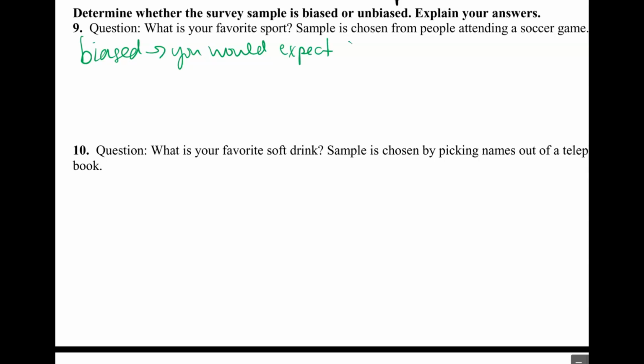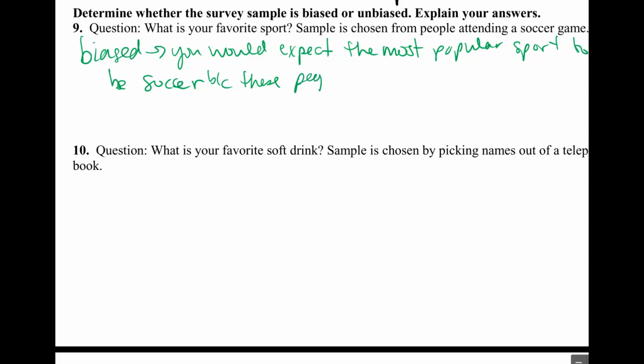You would expect the most popular sport to be soccer, because these people were attending a soccer game. Just say that the people weren't taken by random. Yeah, if they're at a soccer game, they're not going to say their favorite sport is something else.